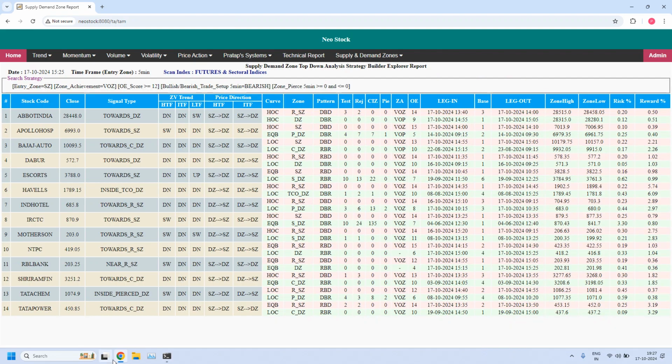Let's verify. 14 stocks are filtered. All these 14 stocks are supporting bearish trade setup for hourly income trade, entry time frame 5 minutes. So we need to look for high probability setups from these stocks. First, let us look for ITF confluence. That means the 5 minute supply zone should be part of the 15 minute supply zone.